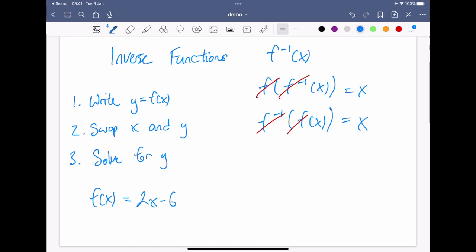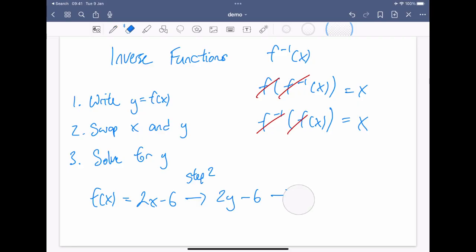So the first step, write y equals f of x. So we have f of x. Step 2, we would swap x and y. So we would get 2y minus 6. Now, all we need to do is solve for y.